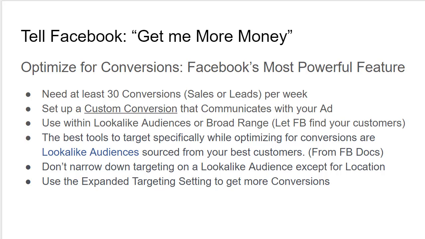All right, and then you can do this within lookalike audiences or a broad range, and let Facebook find your customers. And that's getting a little bit more advanced again, and that's from the Facebook documentation. And there, the next line, they say the best tools to target specifically while optimizing for conversions are lookalike audiences sourced from your best customers. All right, and then they say don't narrow down your targeting on a lookalike audience except for location, and use the expanded targeting setting to get more conversions. So optimizing conversions basically will tell Facebook to go out there and find more people who are just like the ones who have already bought from you or converted for you. That's very powerful because they have a lot of information on people, and they can probably do that.